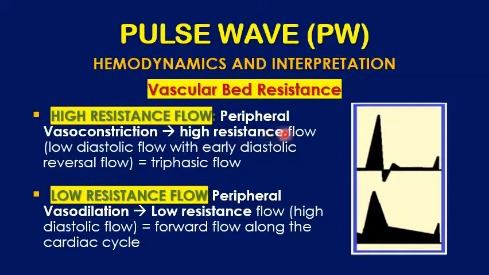When I scan the artery now, not the arterioles, remember, we are not scanning the arterioles, we are scanning the artery. So the artery obeys what the arterioles are doing. If the arterioles are in a condition of vasoconstriction, the artery will show a high resistance flow.